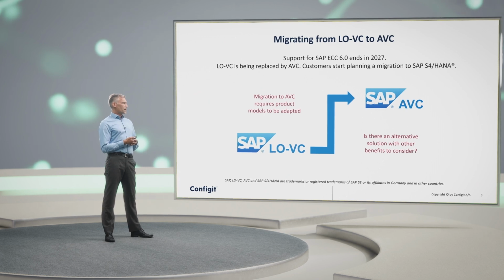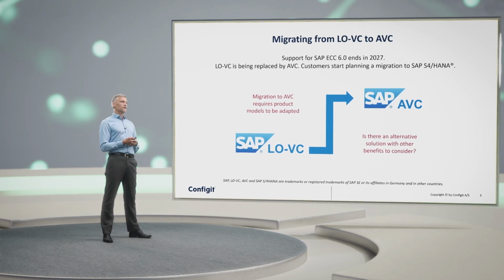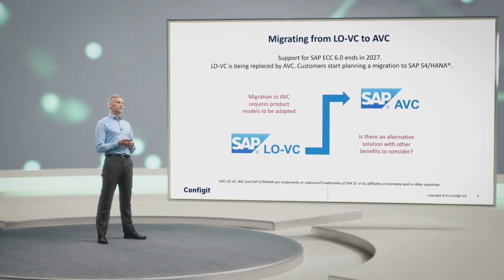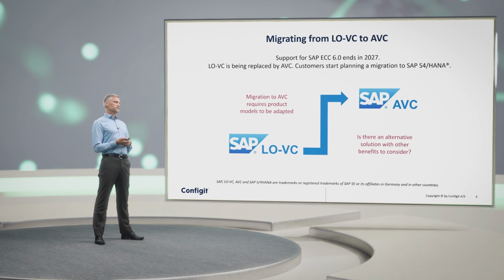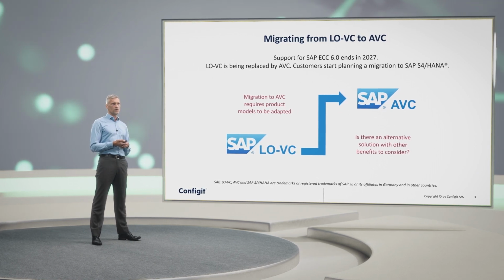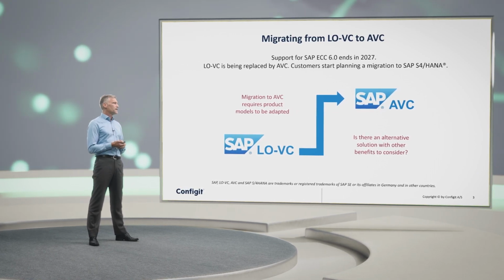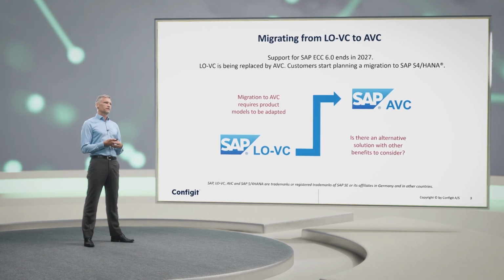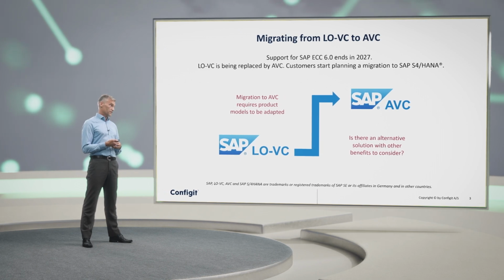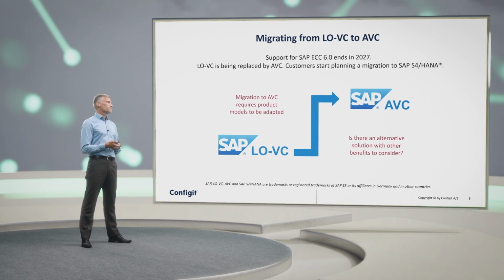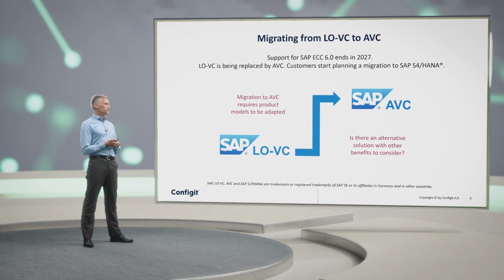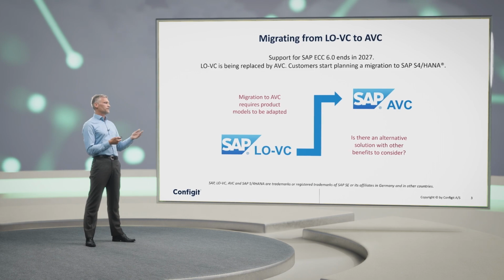So the next step for us in Configit is to look at how we can help customers that are migrating from LO-VC to AVC. The reason for this is that the existing configurator in SAP called the LO-VC configurator is going end of life in 2027, so in about 3 years' time from now. And this means that mainstream support will stop and customers will need to migrate their solution.